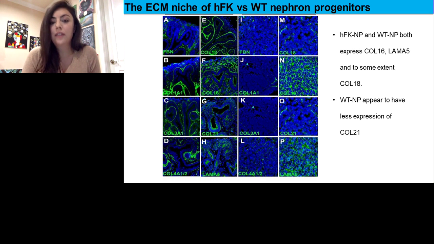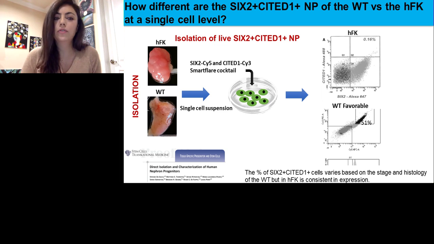Well, we see that the Wilms tumor nephron progenitors appear to have less expression of collagen 21, identified in G in human fetal kidney and O in the Wilms tumor. So this gave us a little bit of information. Next, we wanted to know even further.